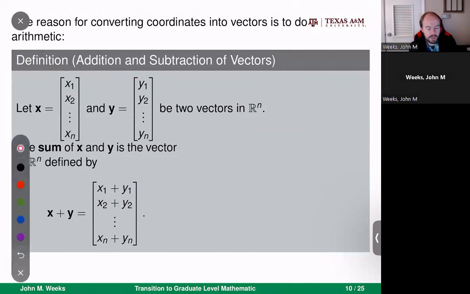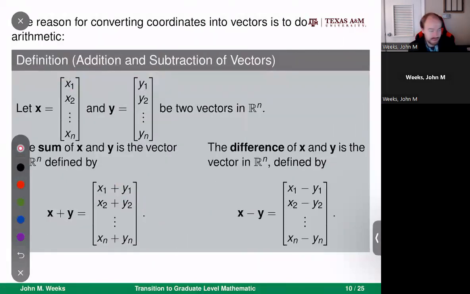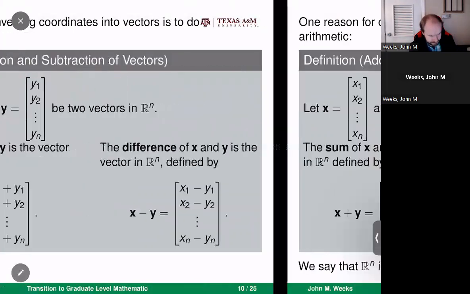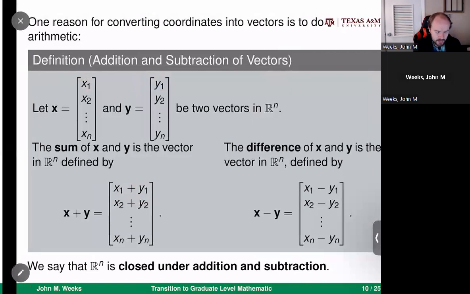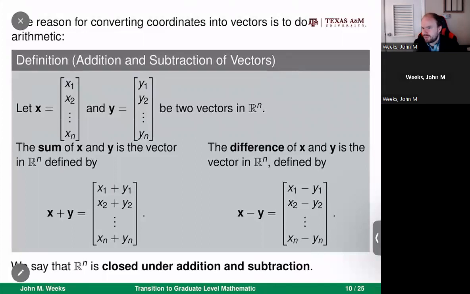All the way to the nth component. And I could do the same thing for taking a difference too, if that's what I would like to do. Taking 2 vectors x and y, and this time subtracting them rather than adding them. So the way we're connecting those 2 vectors is putting a minus sign in between them rather than a plus. We say, by the way, that Rn is closed under addition and subtraction. What does closed mean? You may know the word closed from other contexts, but here we mean closed under a specific operation. That operation here is plus.